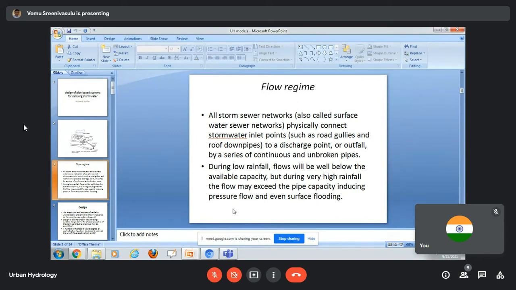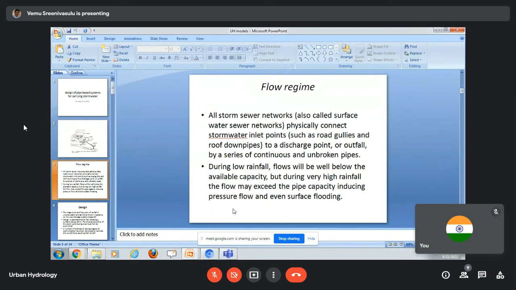If it is a heavy rainfall, sometimes the rainfall lasts 2 days continuously, and in such times the pipe is unable to carry the urban overland flow water. Therefore there will be a lot of pressure induced in the pipe, or sometimes surface flooding may also occur. So that is the worst case. For that case we will design the pipe network.